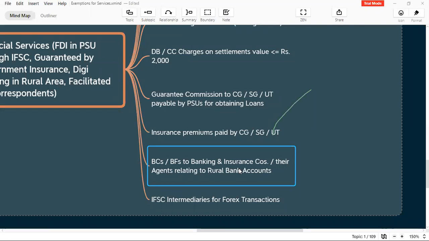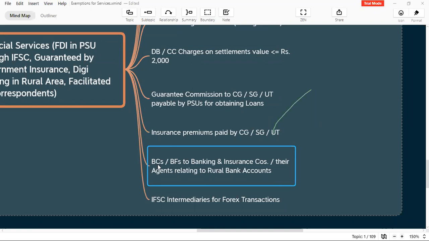So for that commission, there is no GST, provided they operate in rural area. Provided you can see here, it is related to the rural bank accounts. There is no GST. So basically all these intentions make it clear the government wants to encourage more of rural banking, and they are giving exemption for all these points.